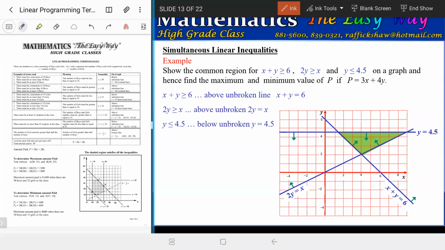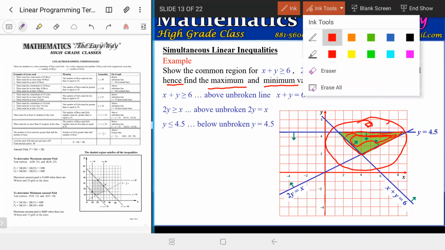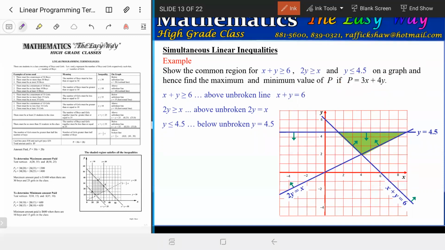Now the next part says hence find the maximum and the minimum value of P. Remember now, with this P that you want, the X and the Y value that you're going to use can only work inside this common region here or on the lines. You can't use the X and Y outside the common region to calculate P. Right? P cannot work outside it. And what they want is the maximum and the minimum.